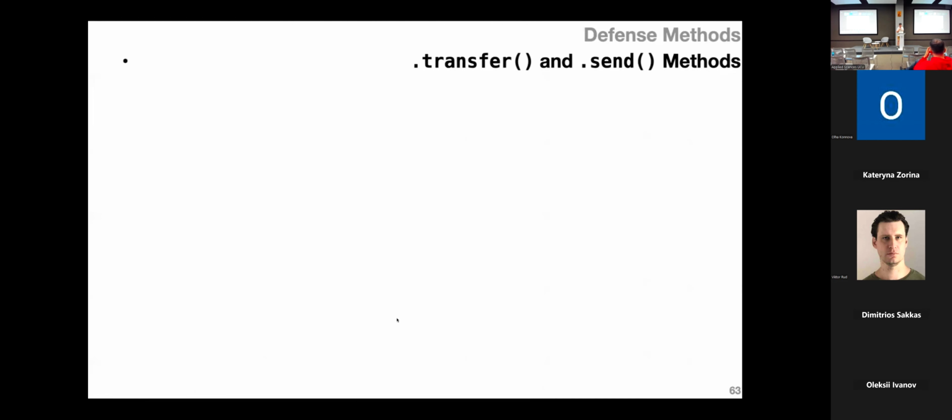Next defense method, transfer and send. The transfer and send methods are limited to 2,300 gas units, which is slightly less than what is required for a nested call. Avoidance: if it is possible to avoid external calls to untrusted contracts, it is recommended to do so. Compiler version. It is recommended to use the latest compiler versions as they include the most up-to-date built-in protections such as underflow and overflow prevention.